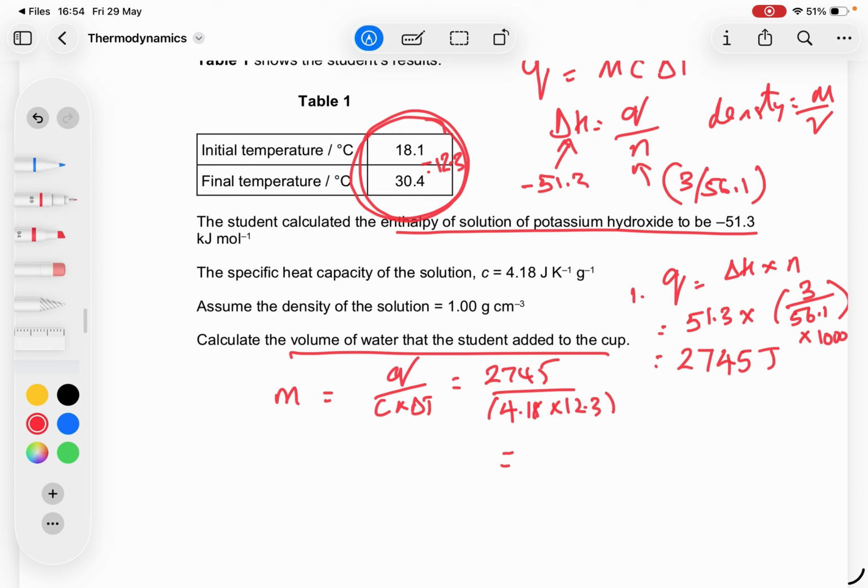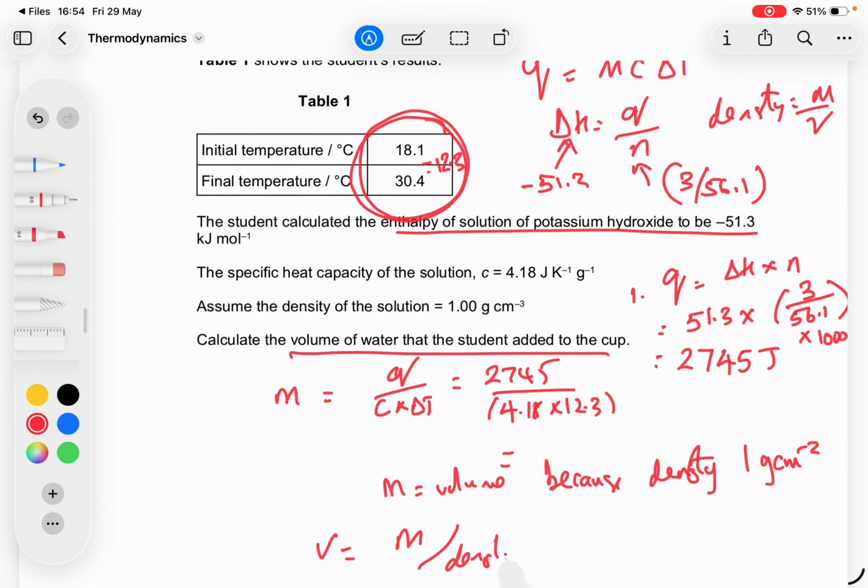And then what about volume? The mass equals volume, because the density of water is 1 gram per cubic centimeter. So volume is mass over density, and hence the mass equals volume, and that would be your answer for that. Really nice question you are going to get.